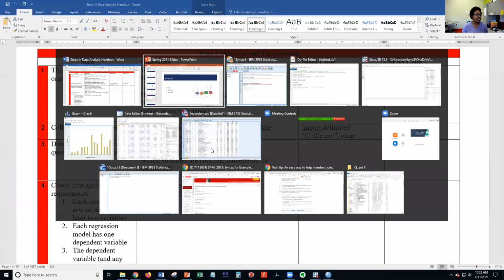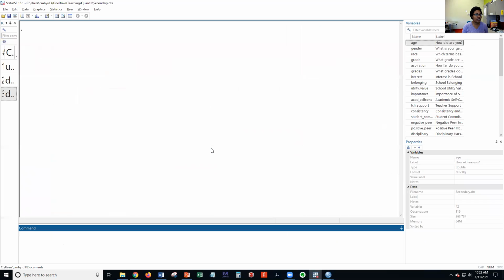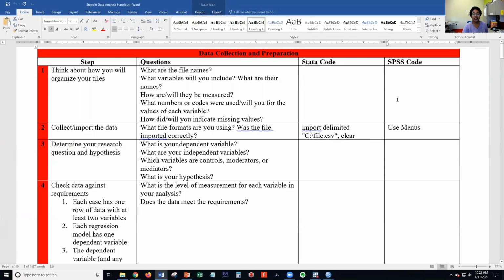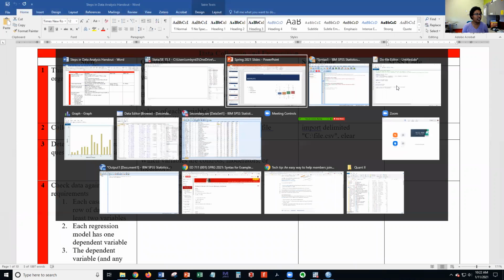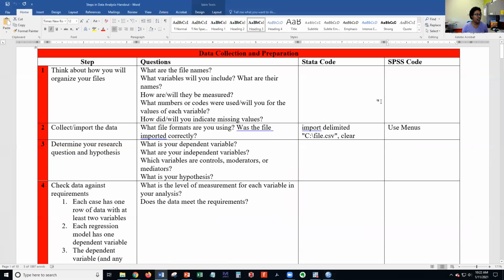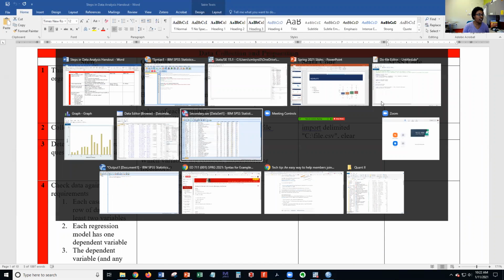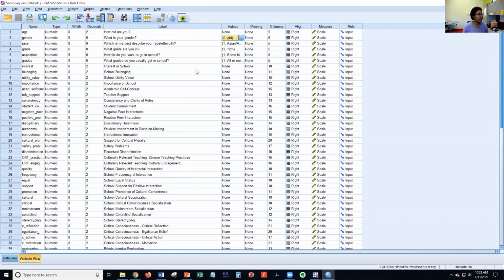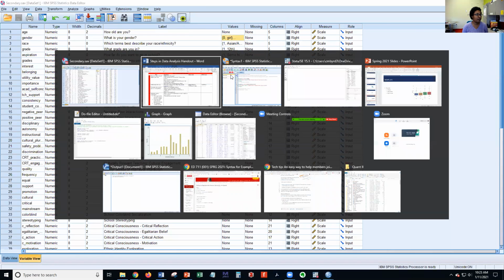Here we're using the secondary data in Stata and SPSS over here. What variables are we including? Our research question is going to be, how are gender and school belonging associated with interest in school? So our variables are gender, school belonging, and interest. How are they measured? Gender is measured, let's go over here, on a 0 to 1 scale. 0 is girls, 1 is boys. Interest is on a 1 to 5 scale, and belonging is on a 1 to 5 scale.